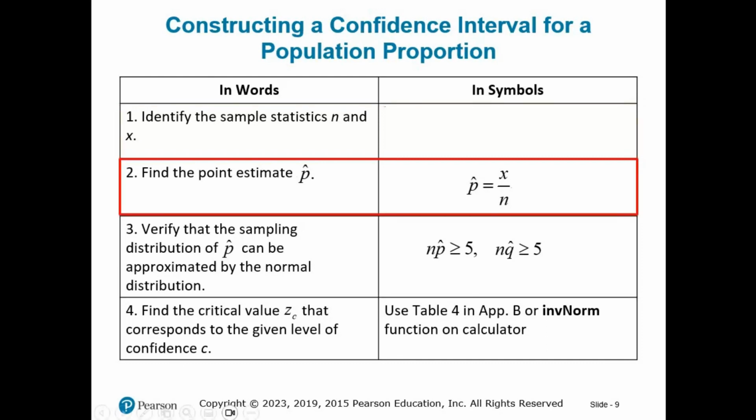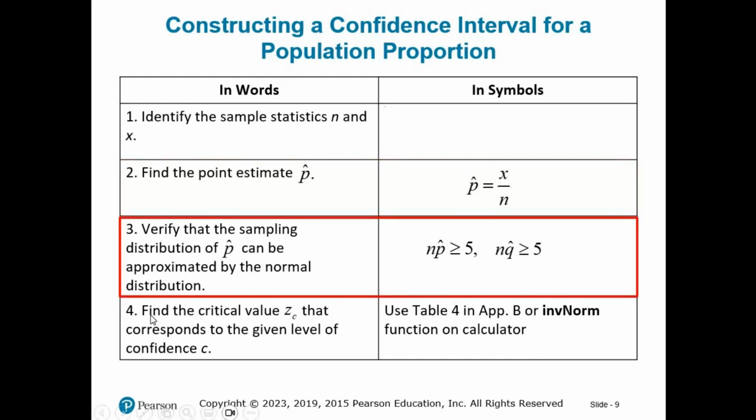Secondly, find the point estimate p hat. Remember, this means x divided by n. After that, you will need to verify that it passes the condition of the two products, n times p hat and n times q hat. Are they both larger than or equal to 5? If so, you may proceed, and it can be approximated by the normal distribution.